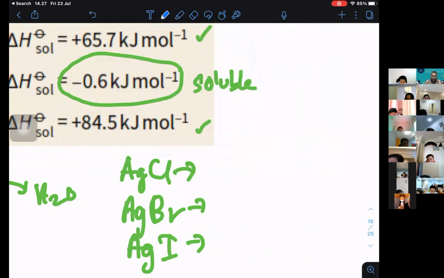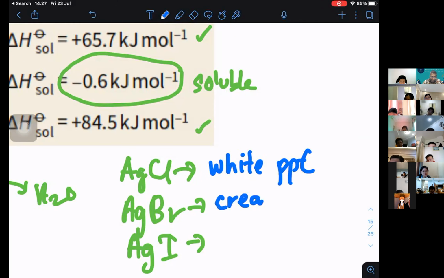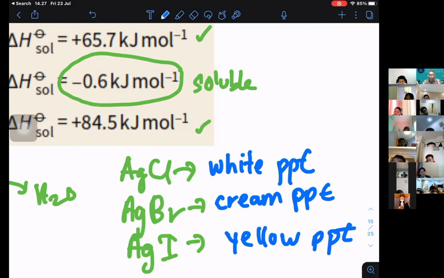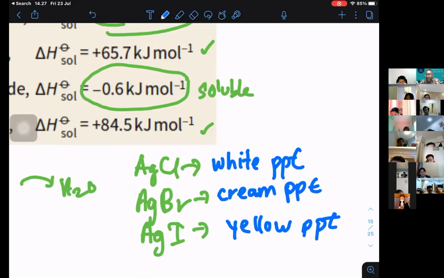Is it yellow? No. Remember, your AS is coming here. White precipitate is very important for your AS. AgCl is a white precipitate, AgBr is a cream precipitate, and AgI is the one that is going to be yellow. Please go and read more about this. I also taught you what will happen when you add dilute ammonia and concentrated ammonia.